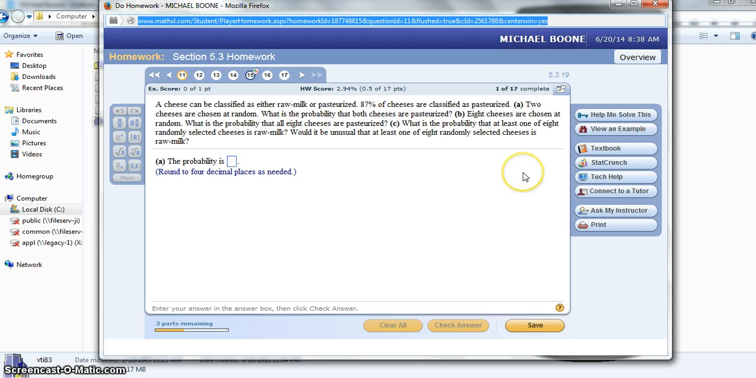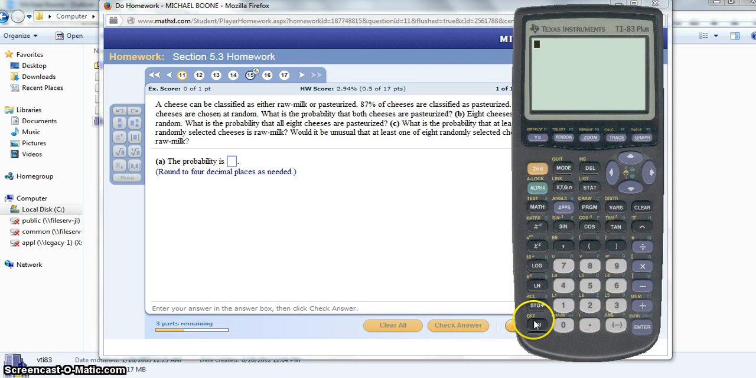So I have two cheeses chosen at random. What's the probability that both cheeses are pasteurized? They told us that 87% of the cheeses are classified as pasteurized. So if I have two cheeses picked at random, what's the probability that both are pasteurized? I'm going to bring up my calculator, and this would just be 0.87 times 0.87. I want pasteurized and pasteurized, and "and" a lot of times means multiplication when we're doing these probabilities. So that gives me 0.7569.